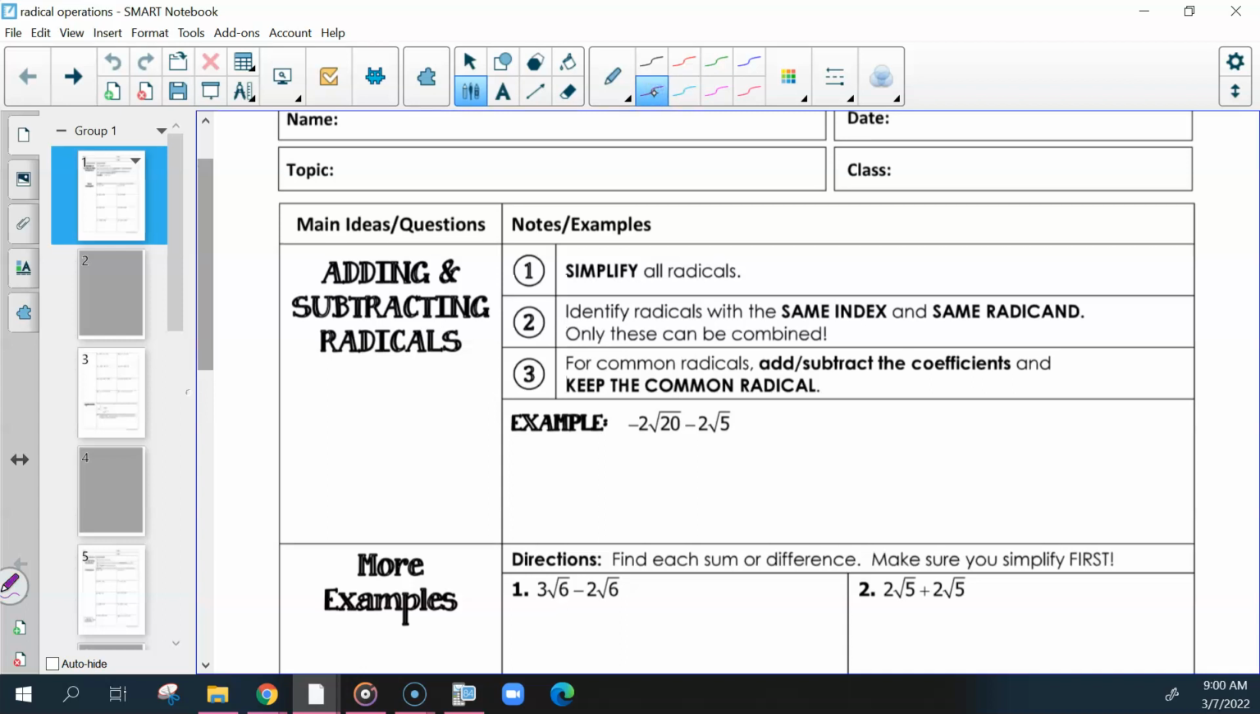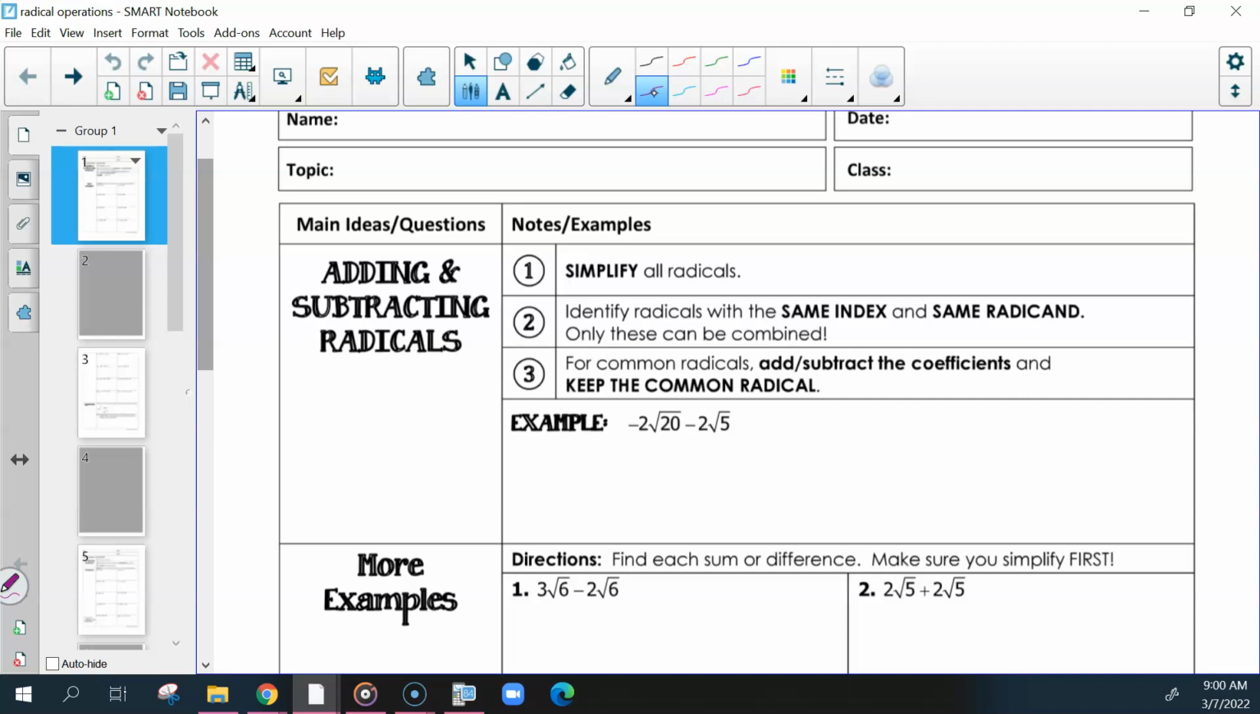When we add or subtract radicals, 1, we have to make sure they're all simplified. If they're not all simplified, we need to do that first. Then we need to find radicals with the same index, so we can't add together a square root and a cube root. Those aren't the same. They have to both be square roots or both be cube roots. And then they also have to have the same radicand. So the number underneath needs to be the same.